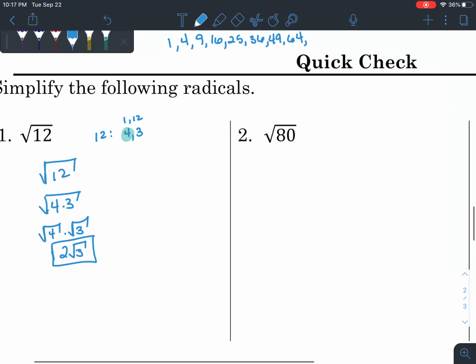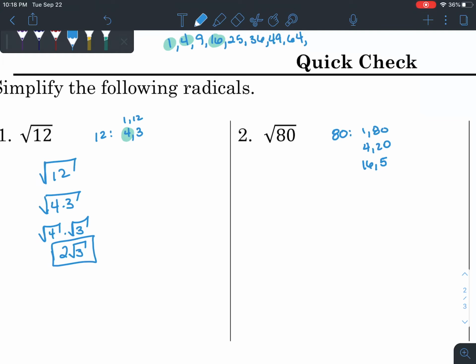Let's take a look at 80. Again, looking at those perfect squares as help, right? So we're going to start with 1. 1 times 80, that's true. 4 is next. 4 times 20. 9 does not go into 80. 9 doesn't work. Then we have 16. 16 works because 16 times 5. Then we're at 25. 25 doesn't go into 80 evenly. 36 is next. That doesn't go into 80 evenly. And we're already at 49, and that doesn't work.